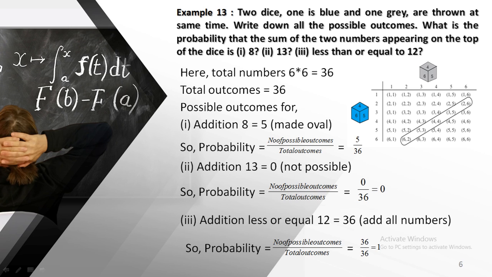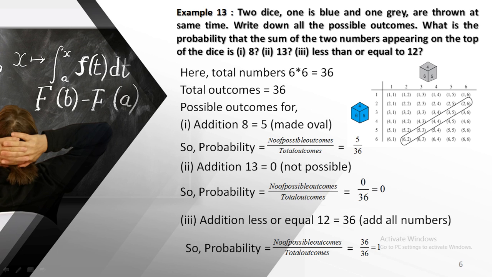And the possible outcomes are 1 2 3 4 5 and 6: 1 1, 1 2, 1 3, 1 4, 1 5 and 1 6, like that till 6 6, which means all total outcomes equal 6 into 6 equals 36. Got it? Now we should find the addition of all this. The first one is 8, the second 13 and the third less than or equal to 12. Now the addition of 8, check here, the addition of both is 8, right?